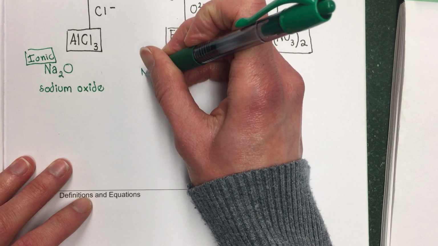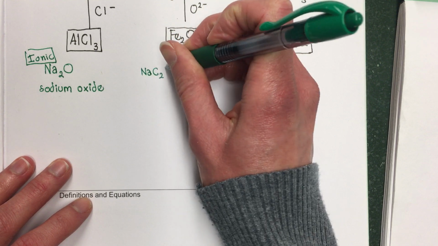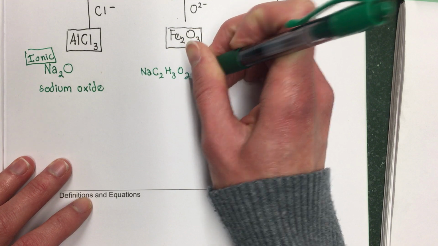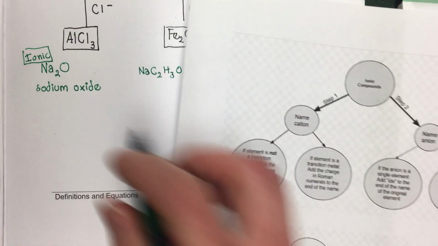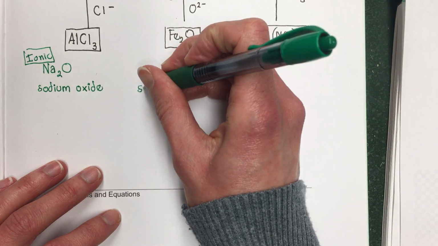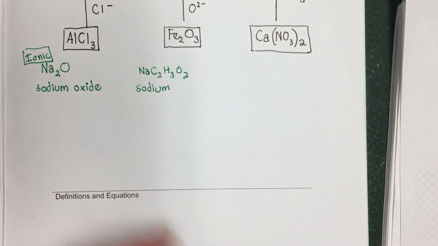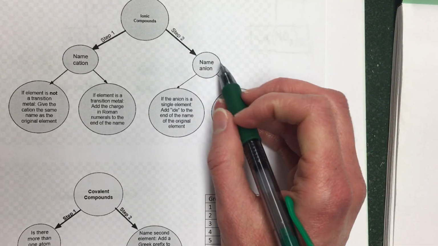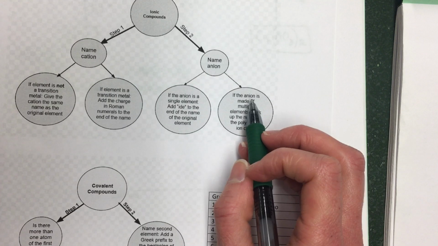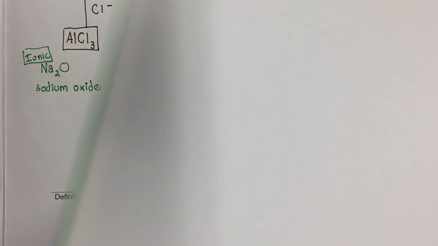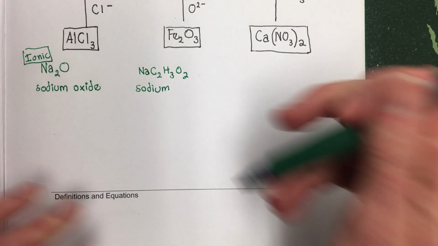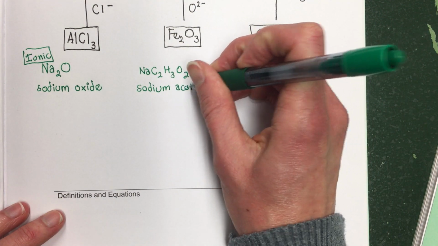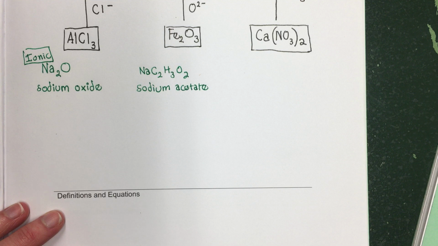Let's do NaC2H3O2. If we want to follow the flow chart, the first thing is to name the cation. It's sodium again, so it's not a transition metal. So it's just going to be sodium. And then the next step is to name the anion. It's not just a single element, it's made up of multiple elements. So I need to look it up in the chart. And we find that C2H3O2 is acetate. So this is sodium acetate. Not too bad so far.